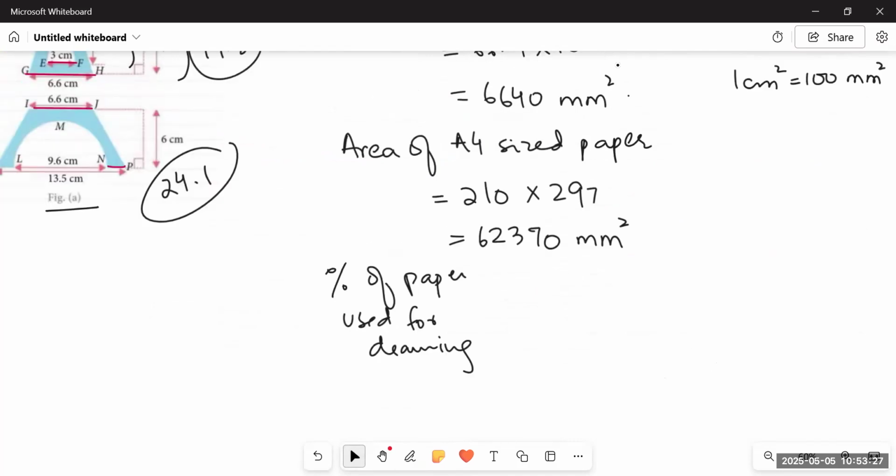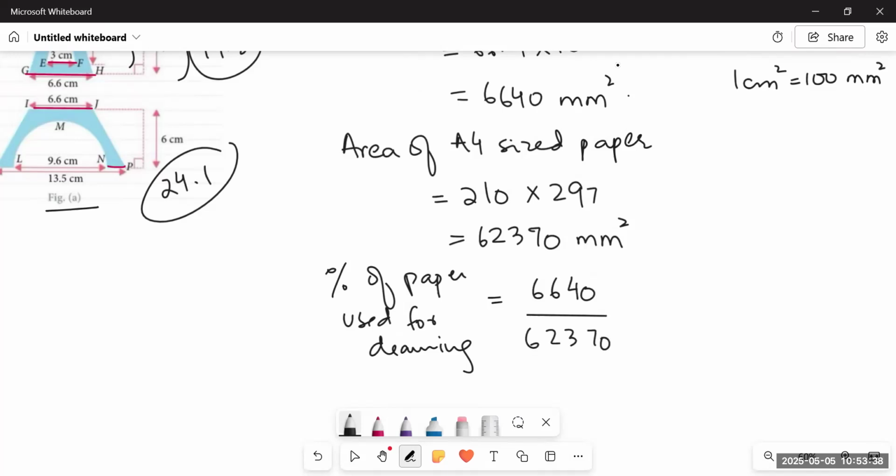It would be simple. How do we find the percentage? By putting the value of the number that we have to find the percentage of over the total in the denominator, and then we multiply it simply by 100%. So 6640 divided by 62370 multiplied by 100 is equal to 10.6%.